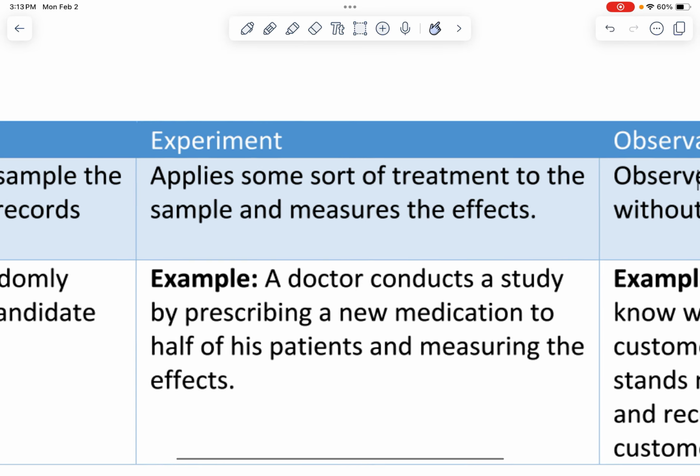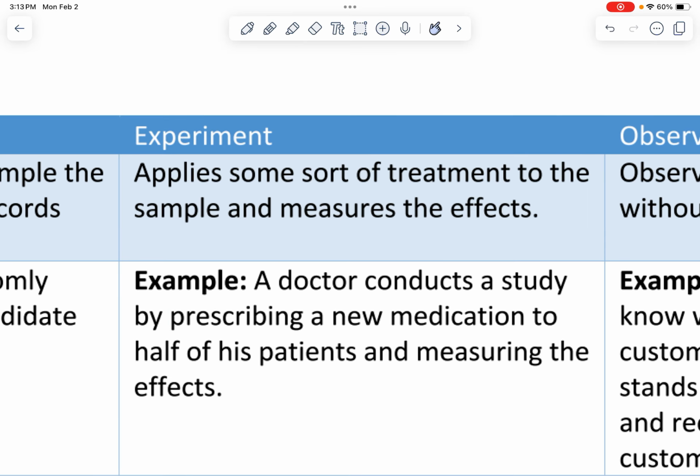Experiment. An experiment applies some sort of treatment to the sample and then measures the effects. Those treatment and measures the effects are really important. An example of this would be a doctor conducts a study by prescribing a new medication to half of his patients and measuring the effects.